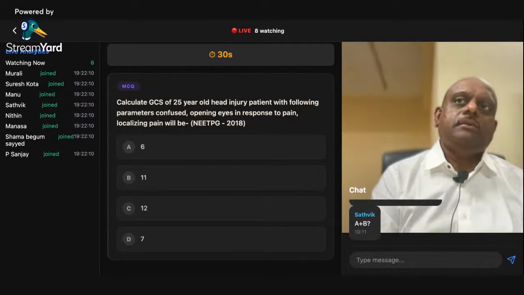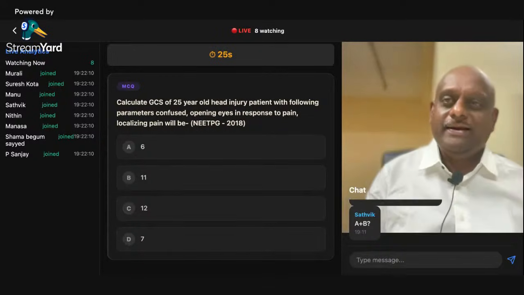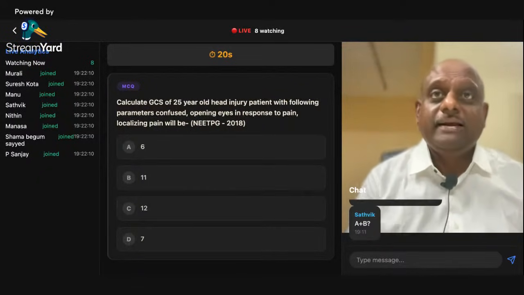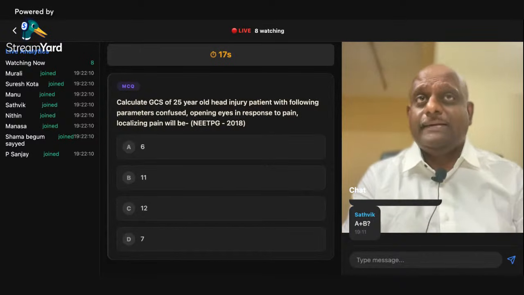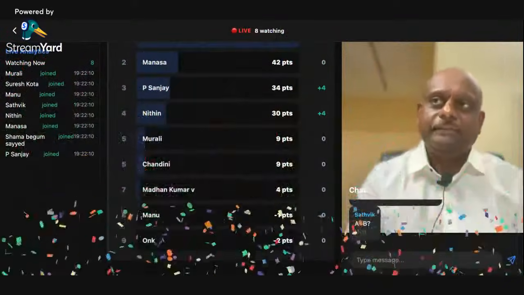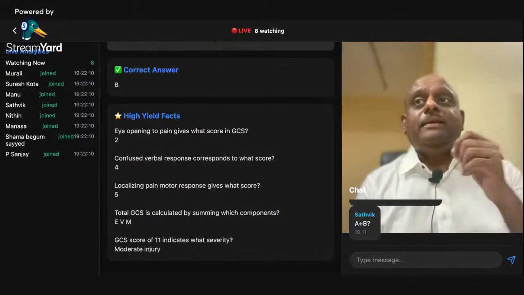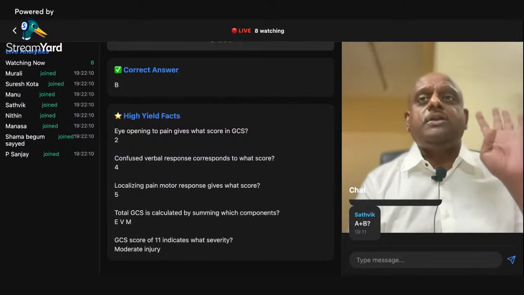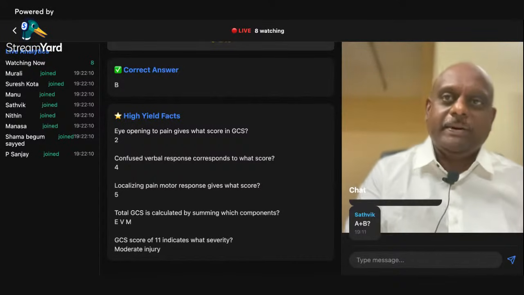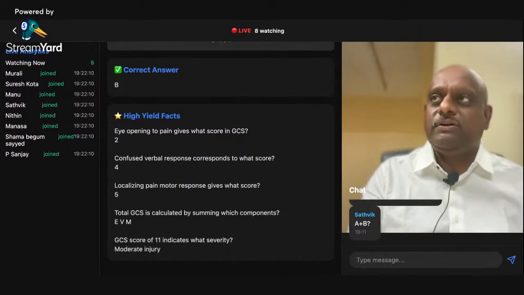Now, a 25-year-old head injury, confused, opening eyes in response to pain and localizing the pain. How do you compute? GCS scoring computation is the favorite topic of the examiner, right? So you should remember the most important thing, how to calculate the GCS score. It is 11. Eye opening to pain, 2. Confused verbal response, 4. Localizing pain, motor response, 5, is what you have to remember. And any GCS score of 11 indicates moderate injury in terms of severity.